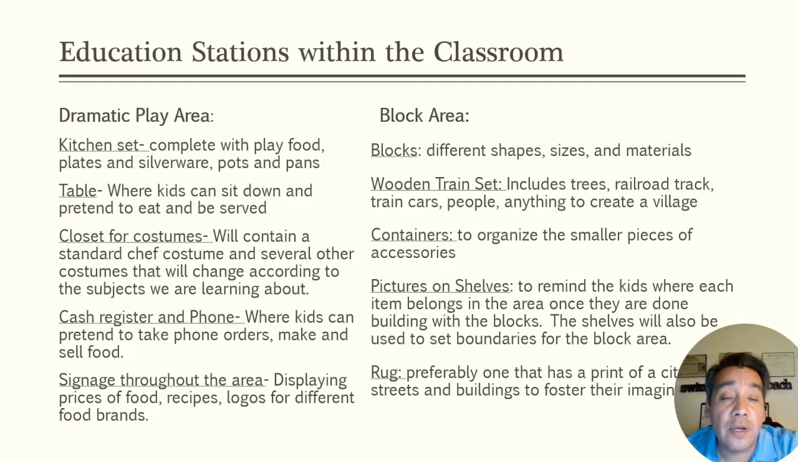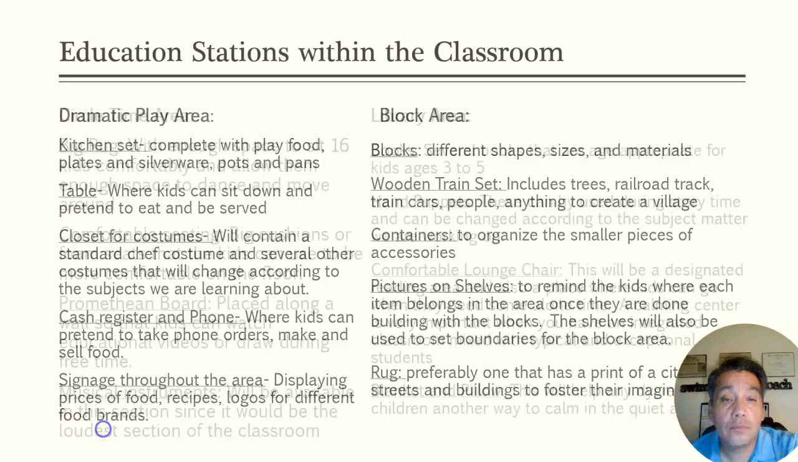We have a dramatic play area with a little kitchen set and a table where kids can sit, and here they can pretend to cook or run a restaurant. And we have a closet full of costumes that they can wear. Right next to that is a block area where we have blocks of different shapes, sizes, and materials that they can use to build with. We also have a wooden train set that they can use along with the blocks to build. Each of the little individual pieces goes in boxes, and all the boxes have pictures of them on the shelf so that the kids know where to put them when it's time to clean up.